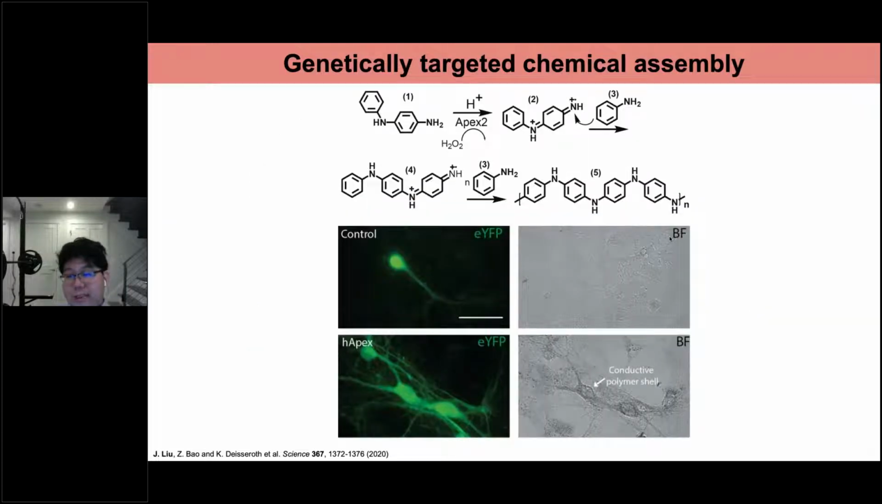So you can see here the bright field imaging of the neurons. For those neurons which express APEX2, after we introduce the conducting polymer monomer, in this case aniline, there is a very clear dark shell formed on the surface of the neuron.